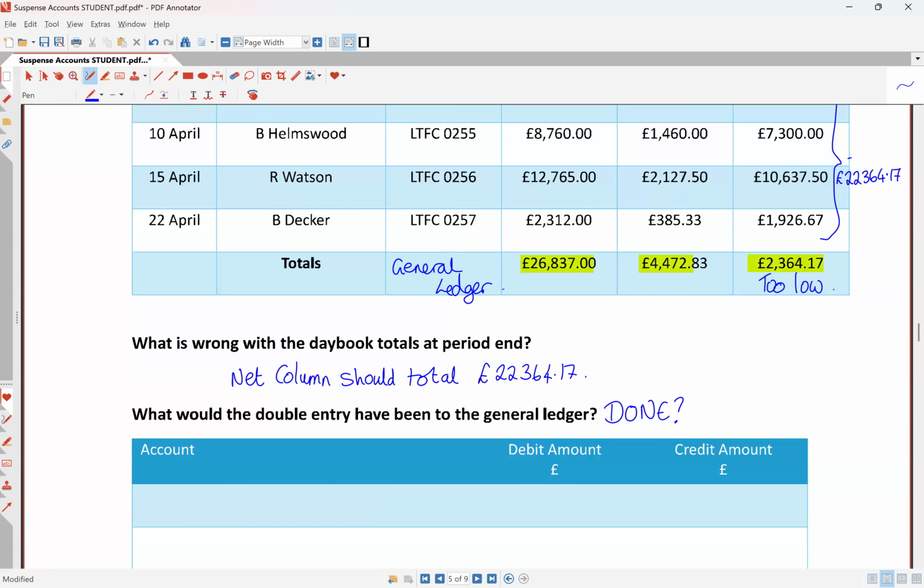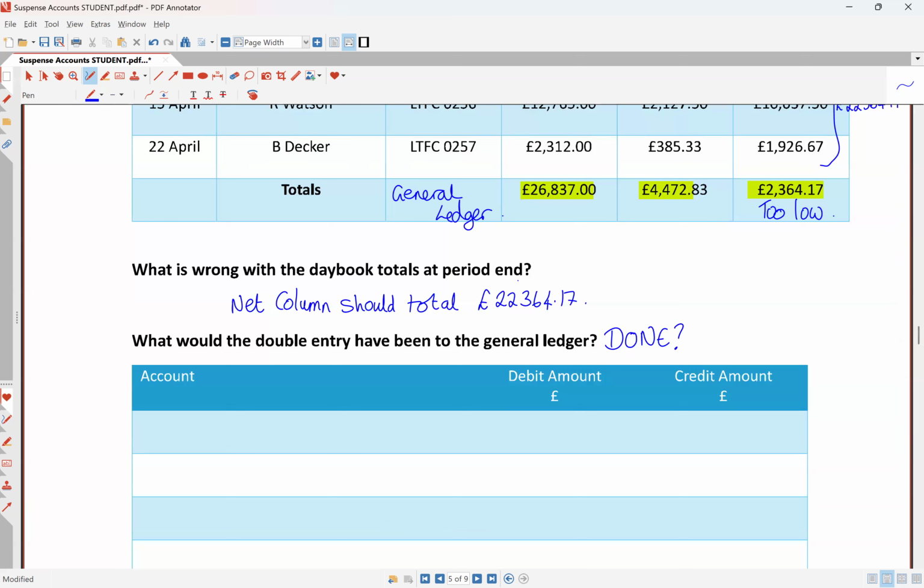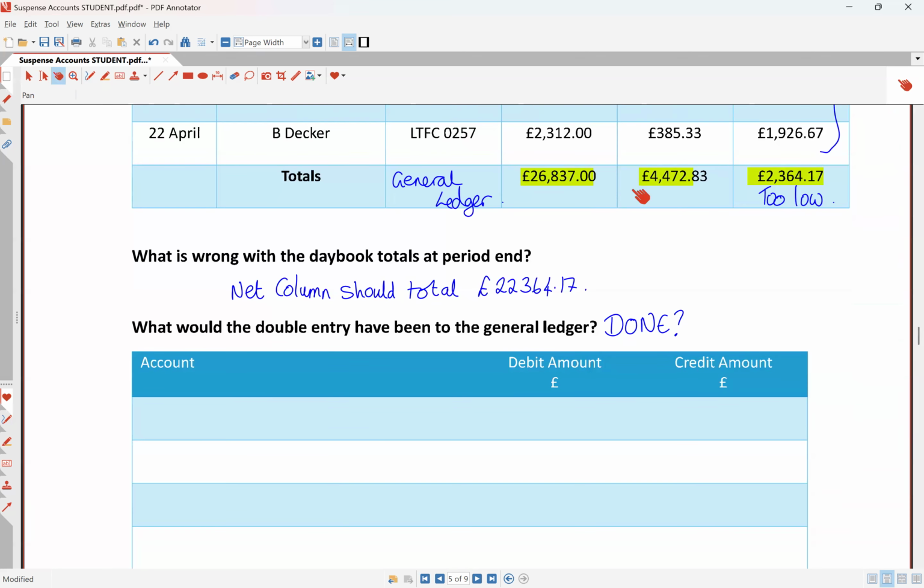And how do we post this if it's our sales day book? Well, this is basically the total of those sales that we have made. So our customers owe us 26,837. We owe the VAT man 4472.83, and we've made income of, well, we know it's 22,364.17, but they posted it as 2364.17. This journal will not balance.